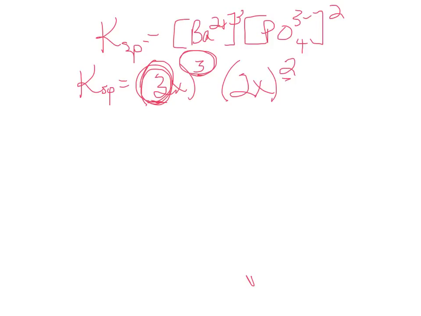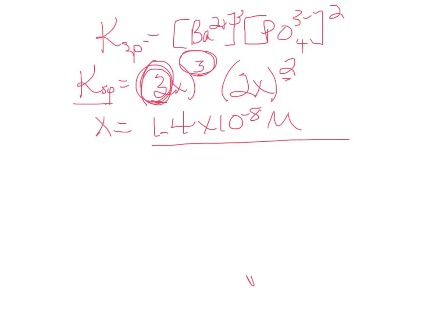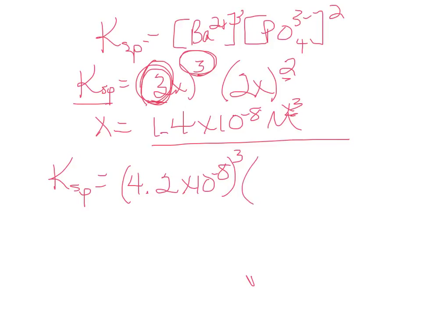All right, so now what do we know? We know that X equals 1.4 times 10 to the minus 8 molar. Okay, so let's plug this into the Ksp value. So Ksp, so 3X is 4.2 times 10 to the minus 8. Again, don't forget that cube. All I did there is multiply this 1.4 times 10 to the minus 8 by 3. Okay, 2X is 1.4 times 10 to the minus 8 times 2. Okay, 2.8 times 10 to the minus 8 squared.